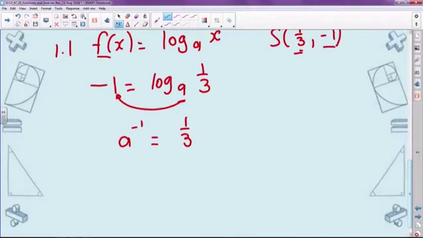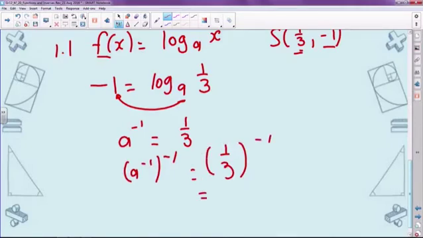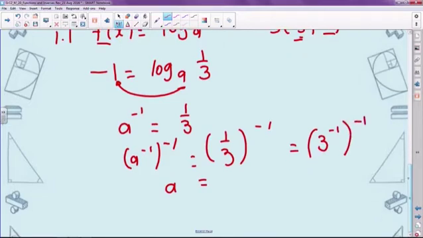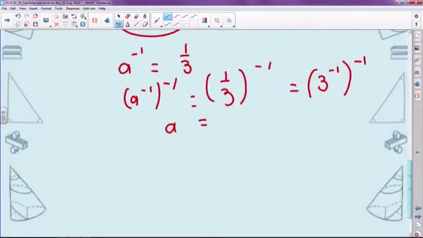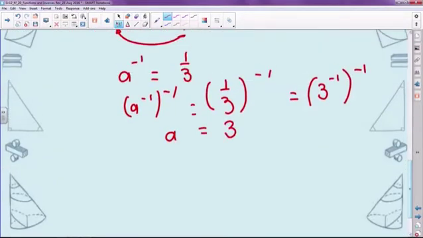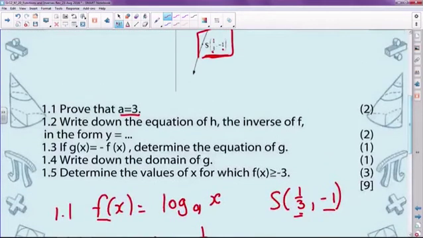So a to the -1 is a third. Raising both sides to the power of -1 in order to get rid of the -1 on the left-hand side, we get the following. A to the -1 raised to the -1 is just going to give me a to the +1. A third raised to the -1 is the same as saying a third written as a base 3, which is 3 to the power -1. We're raising that to the power of -1. When you raise a power to a power, you multiply the powers. So I get a is equal to 3 to the +1. So we've proved the first part, which is a is equal to 3, and that's just 2 marks.